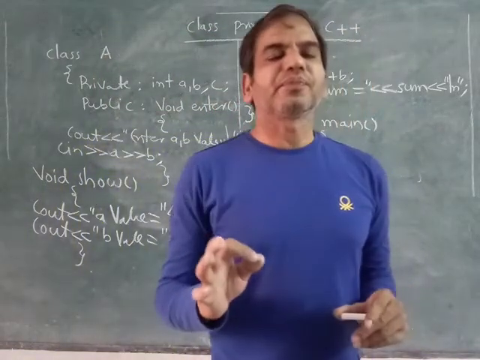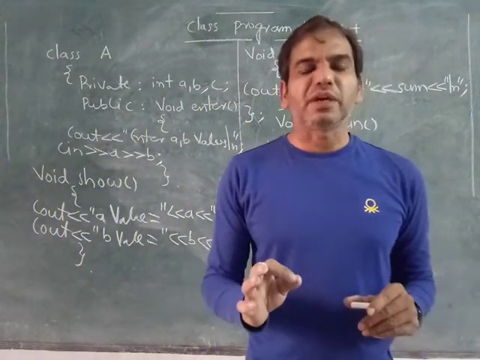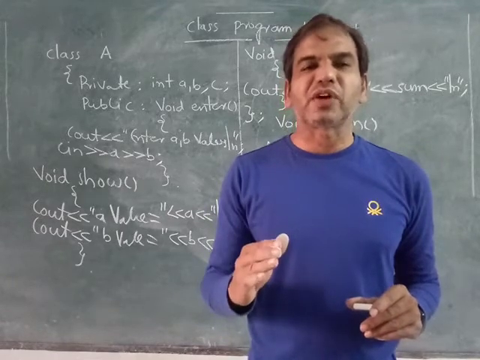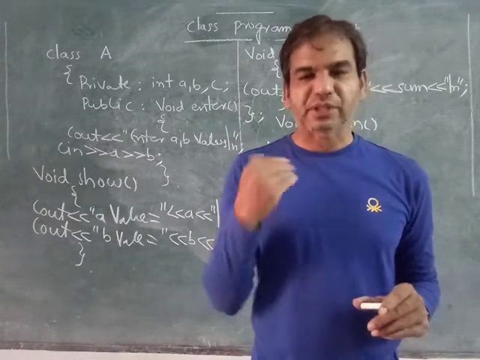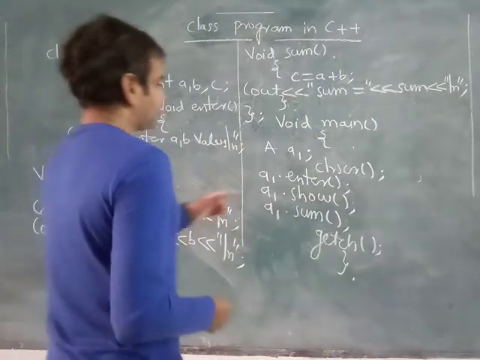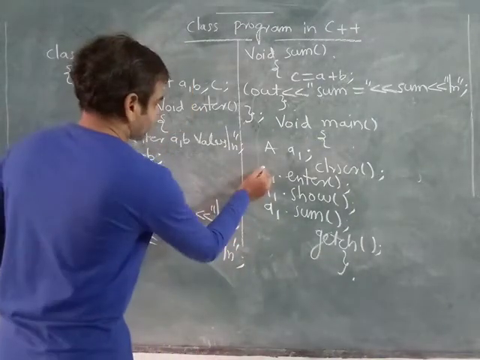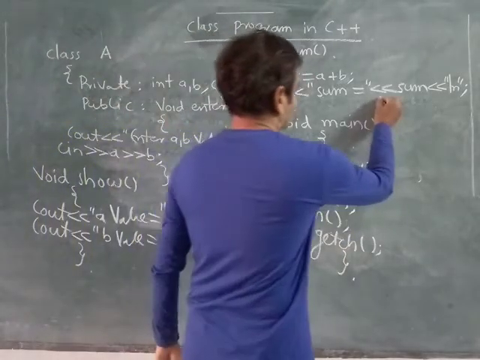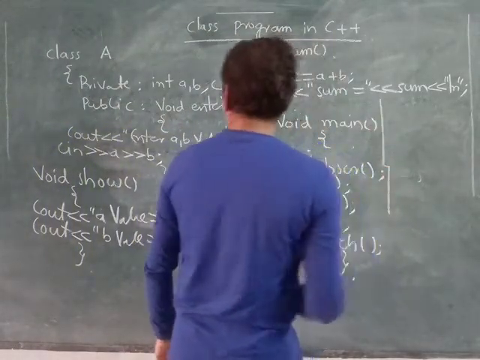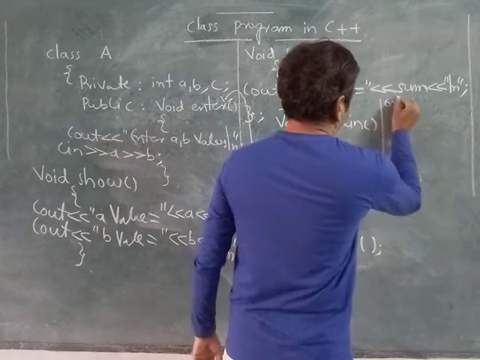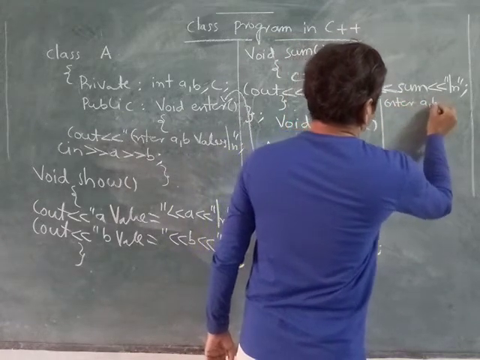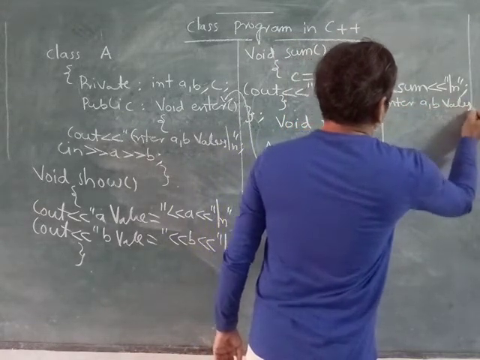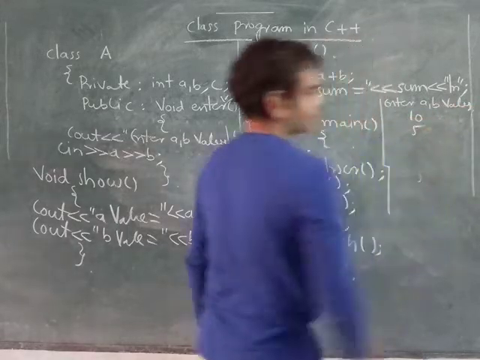The dot operator is one of the operators of C++ which is used to call the member function of a class with each object. So a1 dot enter. Enter means the cursor comes to enter. So what will it ask? It will ask you: enter a, b values. So I am entering 10, 5.